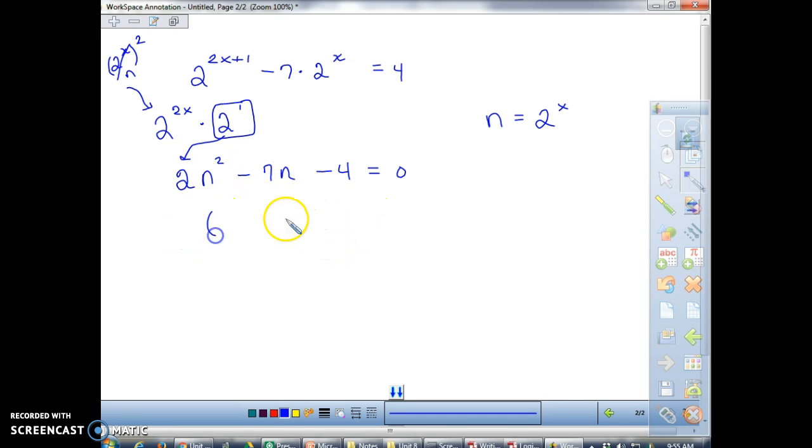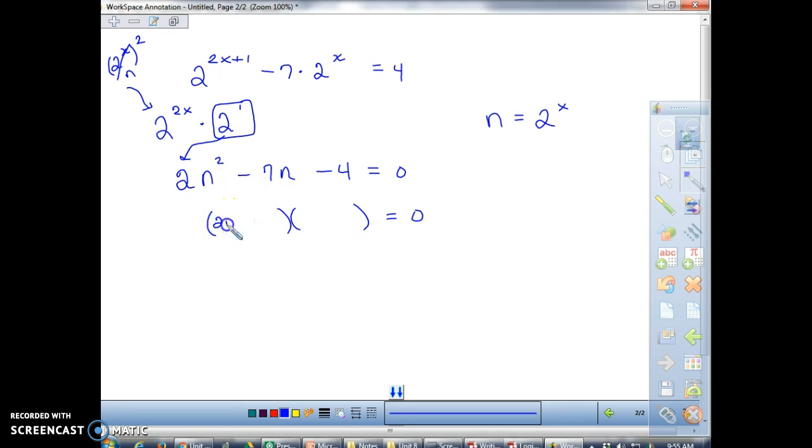All right, so what would I do with this? Would this factor? Well, let's see. Do we know if it would factor? Do you remember how to quickly check and see if something factors? You do your a times your c, and you think 2 times negative 4 is negative 8. Are there factors of negative 8 that add to negative 7? Yeah. So it's got a factor. I don't want you doing the term splitting. We're going to trial and error it just like we did.